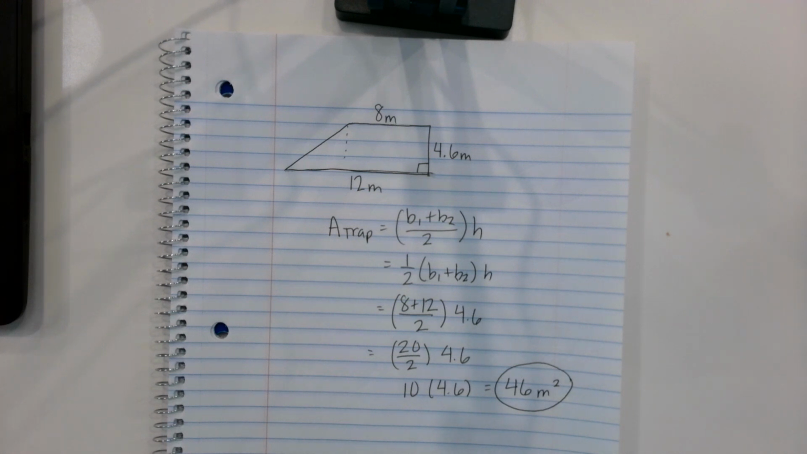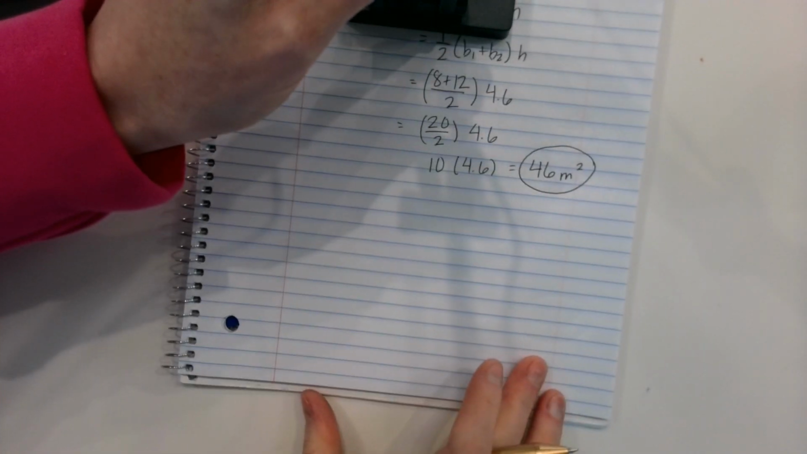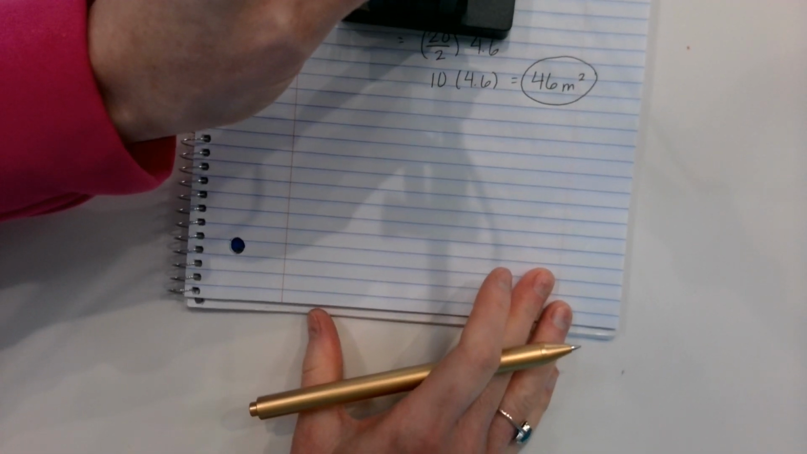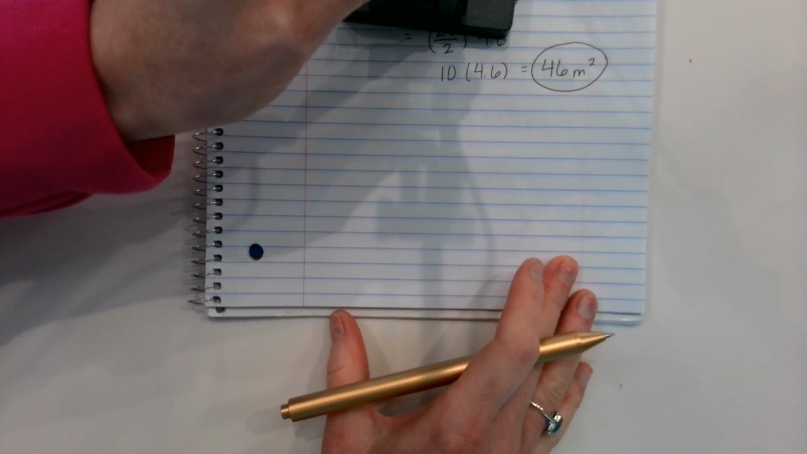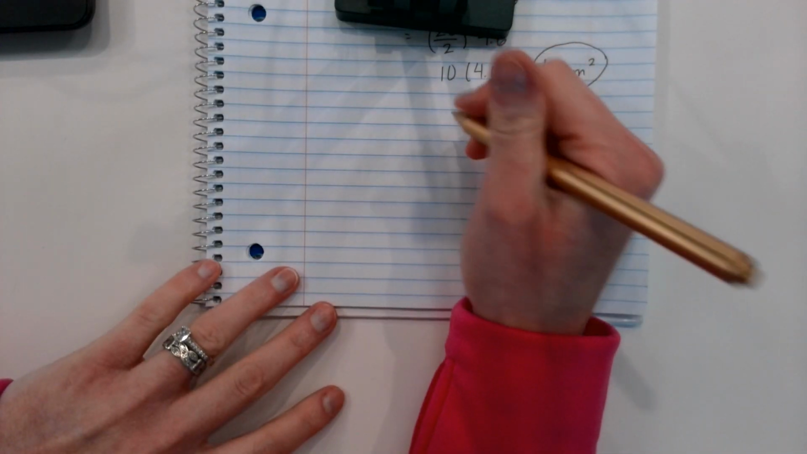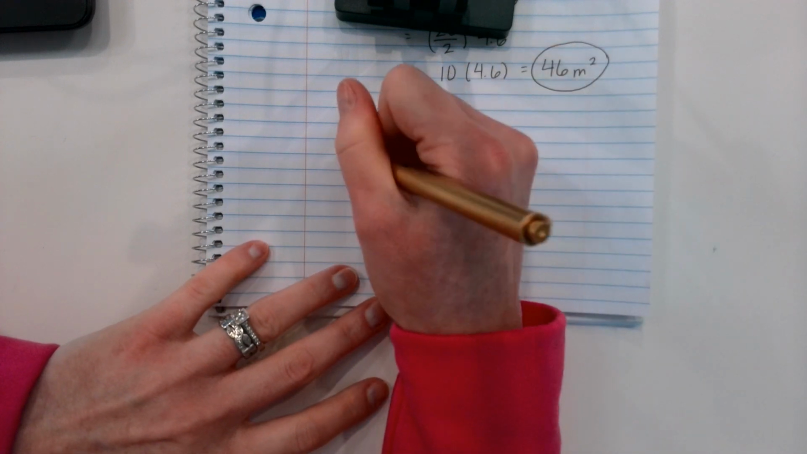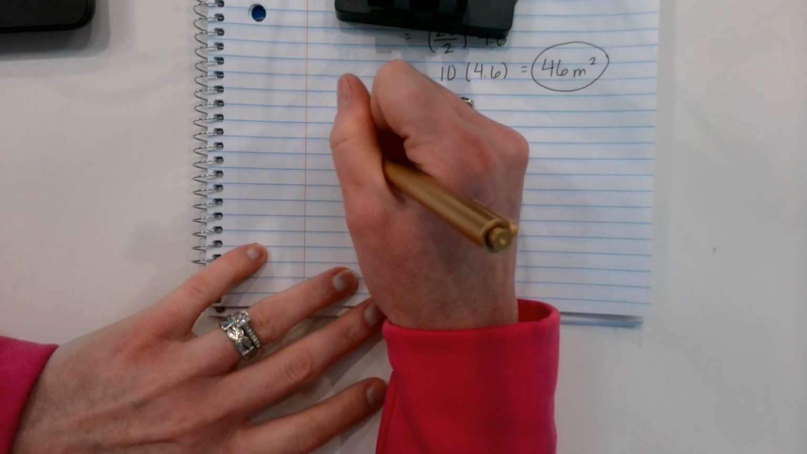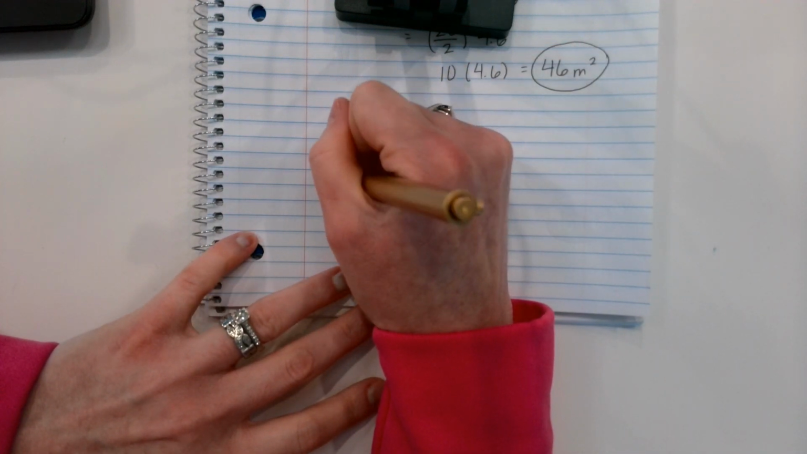Okay, let's find the area of a complex figure with a trapezoid. All right, a complex figure with a trapezoid, let's do something like this.